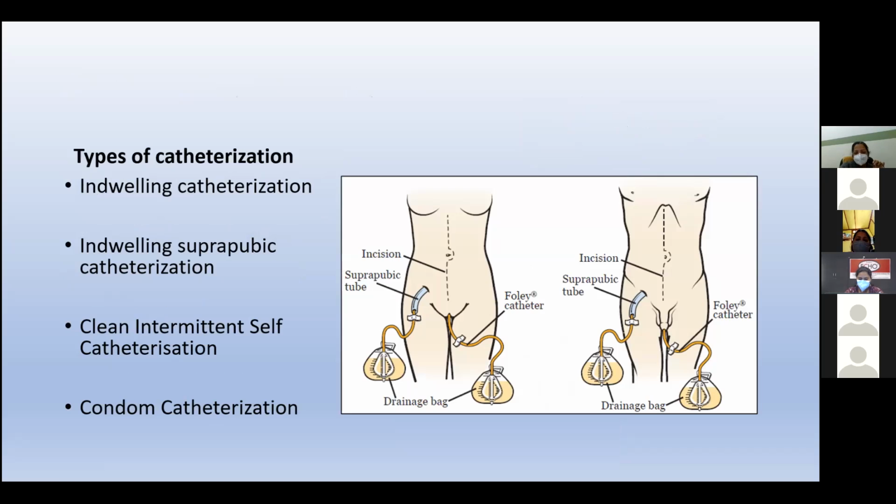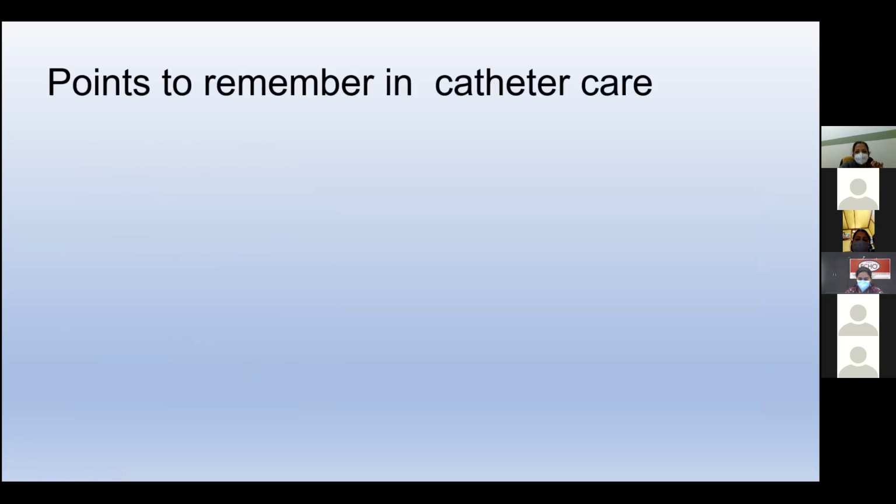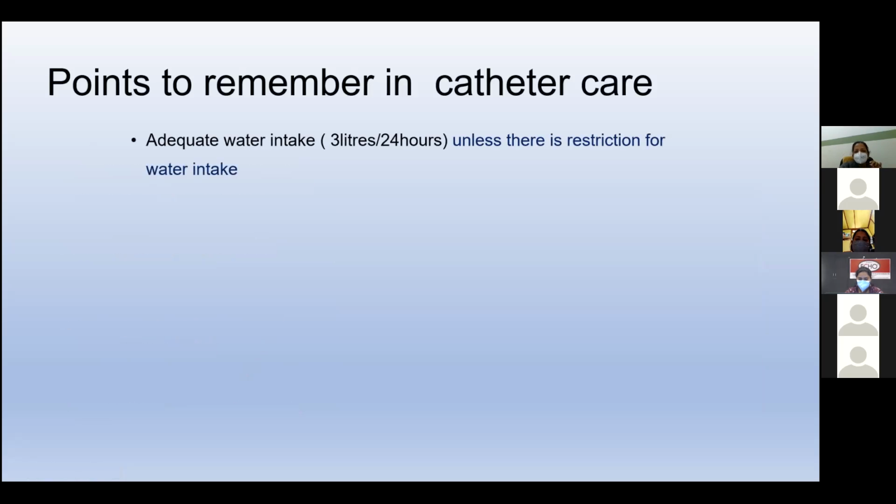These are some of the types of catheterization, how the urine will be removed from which site. Okay, and depending on that, the catheter will also be used. So it can be an indwelling catheter, right? Or it can be suprapubic catheterization, clean intermittent self-catheterization. Okay, you need to teach the patient how to do it, and condom catheterization. Okay, so by any of the means, you can remove the urine output. Okay, so what to remember?